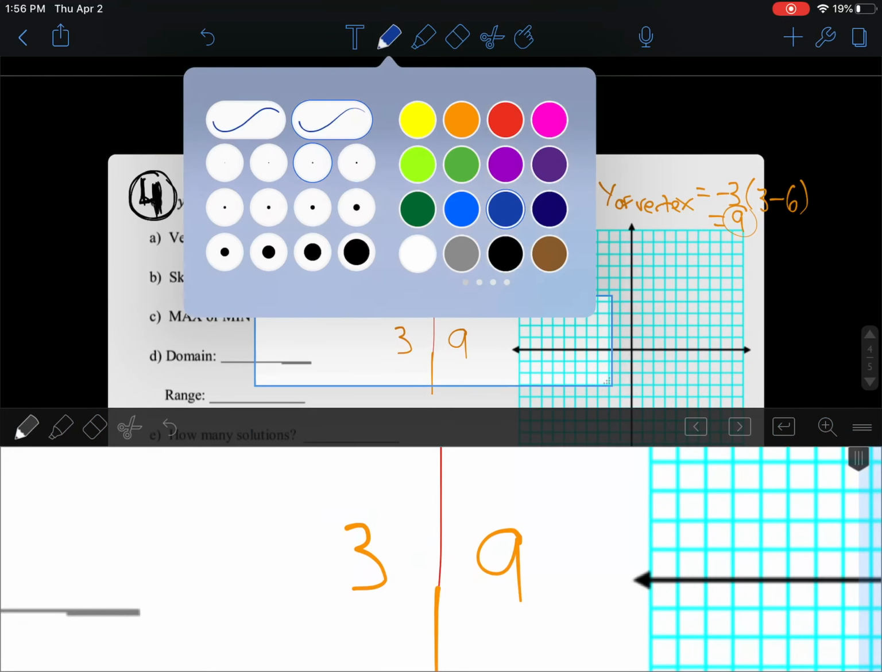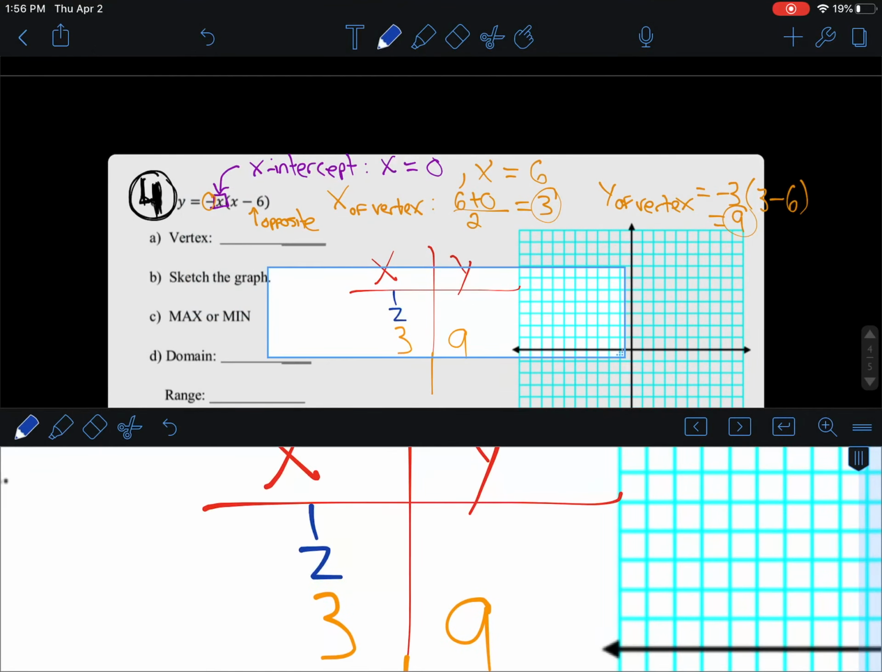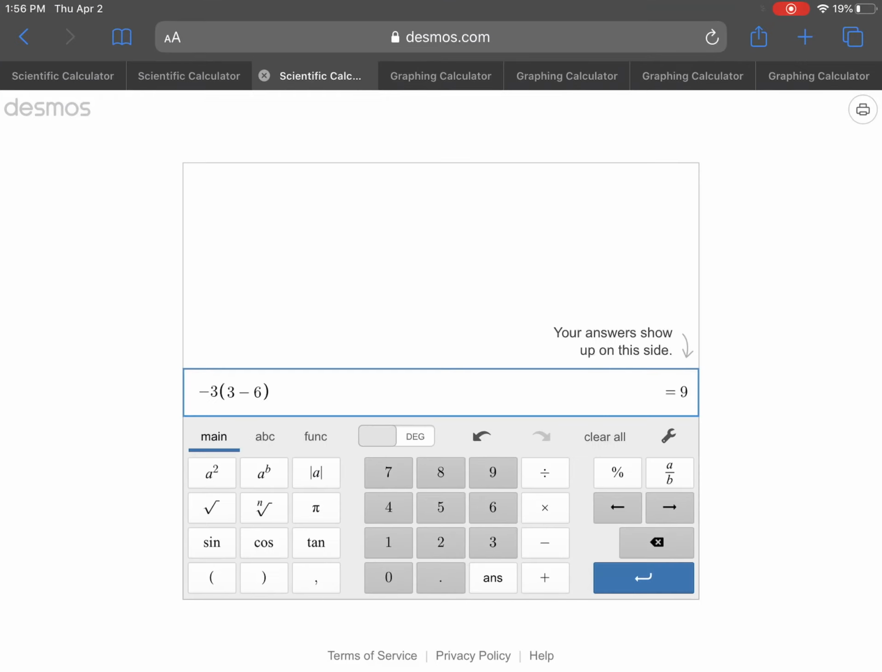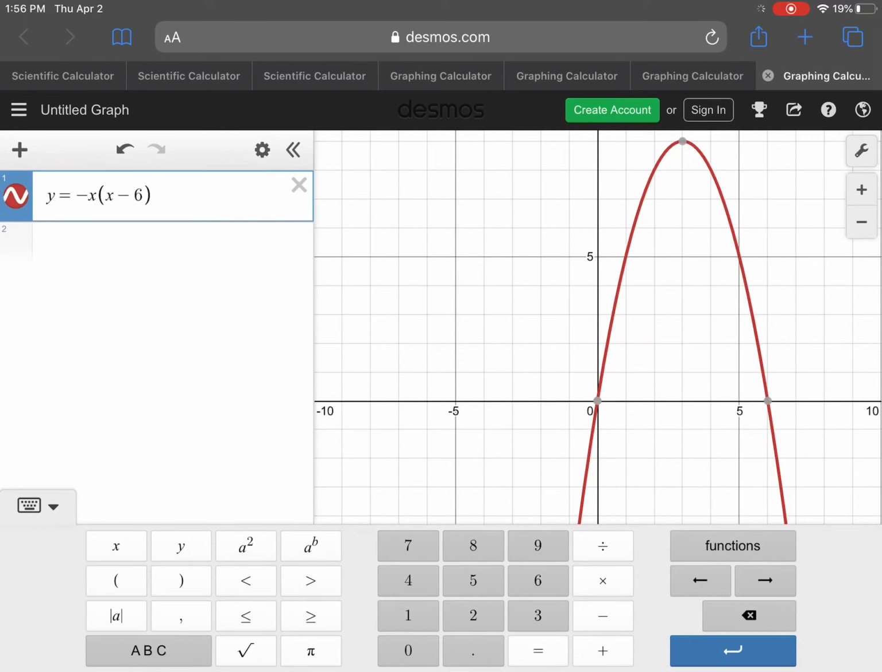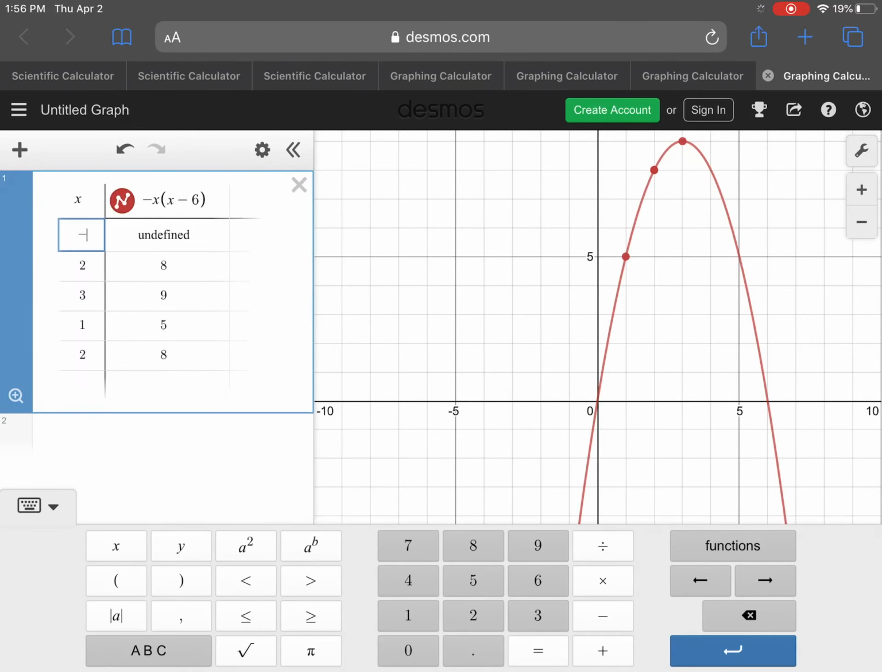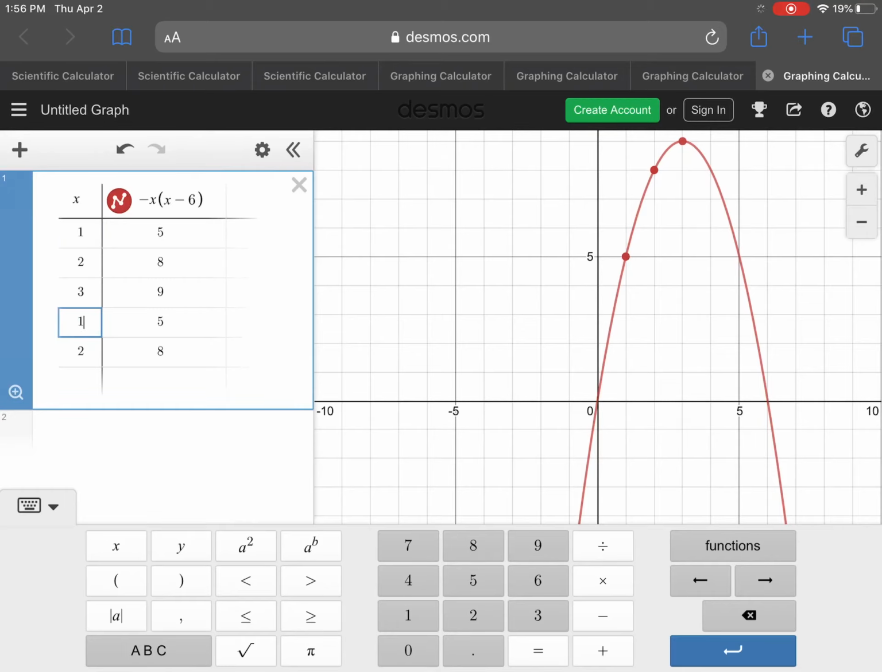Now I do 2 numbers before, 2 numbers after. Go to decimals.com, plug it in if you need to. I already have that plugged in. Go to my table and get these numbers. So again, it was 3 here. It was 2 here. It was 1 here. And then this was 4. And then this was 5.